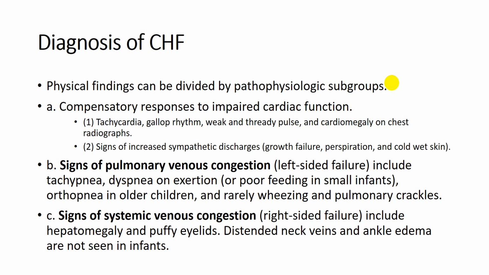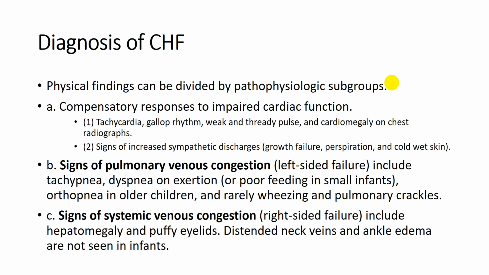The second is signs of pulmonary venous congestion, including tachypnea, dyspnea on exertion, and poor feeding in small infants. In older children and adolescents, orthopnea, and rarely wheezing, called cardiac asthma, and pulmonary crackles. The third group is signs of systemic venous congestion, right side failure, including hepatomegaly, ascites, distended neck veins, puffiness, leg edema, and so on. Although leg edema and puffiness are not seen in infants, hepatomegaly can be seen.